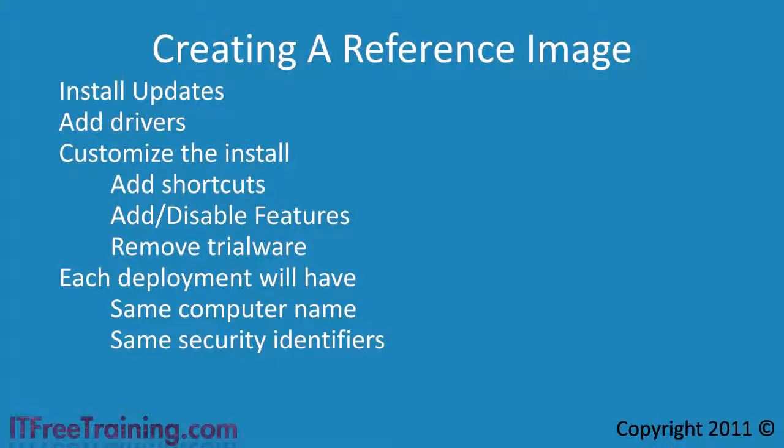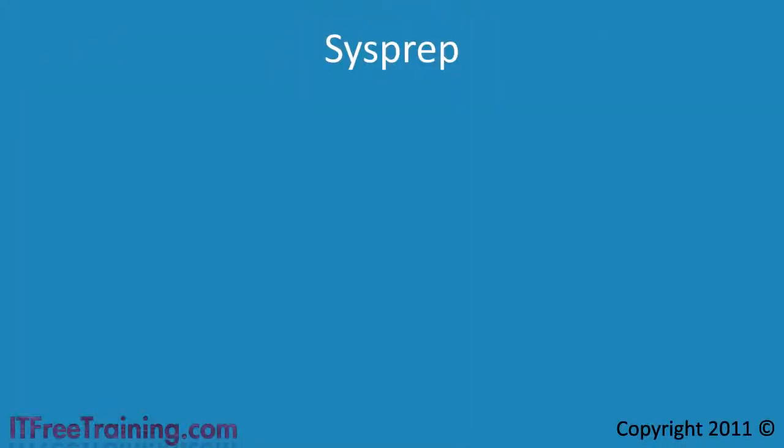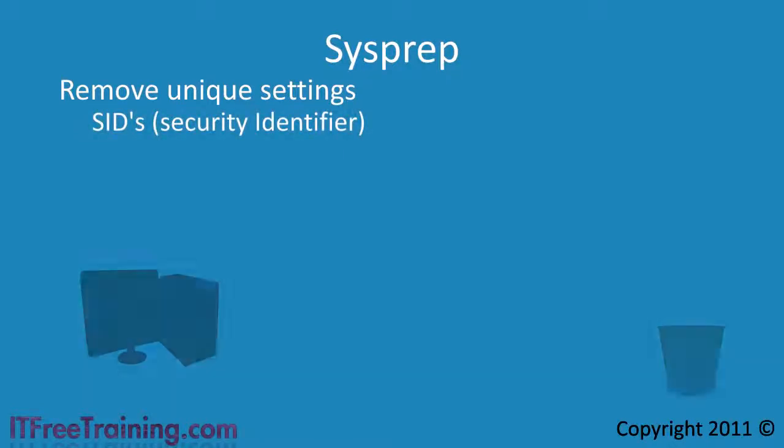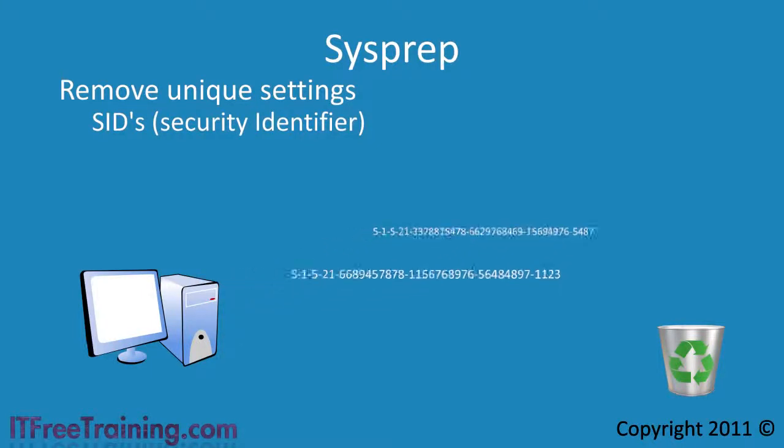To prevent this from happening, we can use a tool called sysprep. Sysprep removes the unique settings on a computer, and this allows you to deploy it on many computers. First, sysprep removes the SIDs. The SIDs, or security identifiers, are unique security codes that are used in account security. If two computers on the same network have the same SIDs, they essentially have the same security accounts.